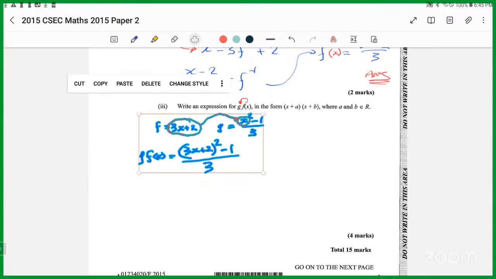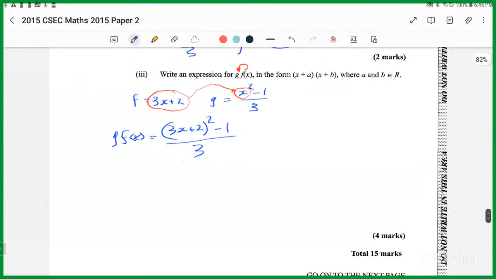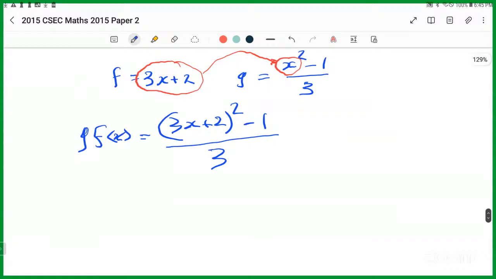Alright, so let's make it smaller and zoom in. Alright, so we're gonna expand this now. We're gonna expand this perfect square. When we expand a perfect square, it becomes the first term squared, which is 9x squared.